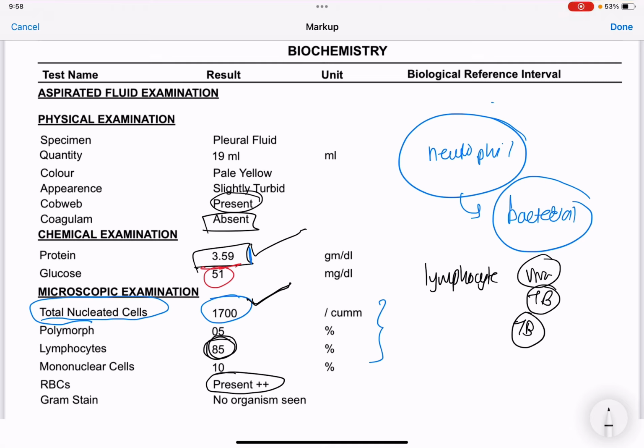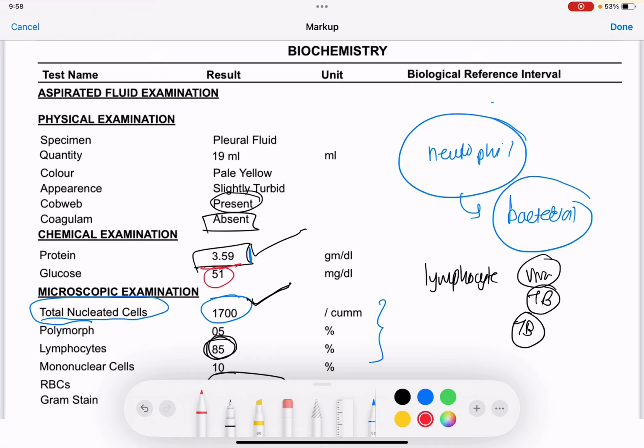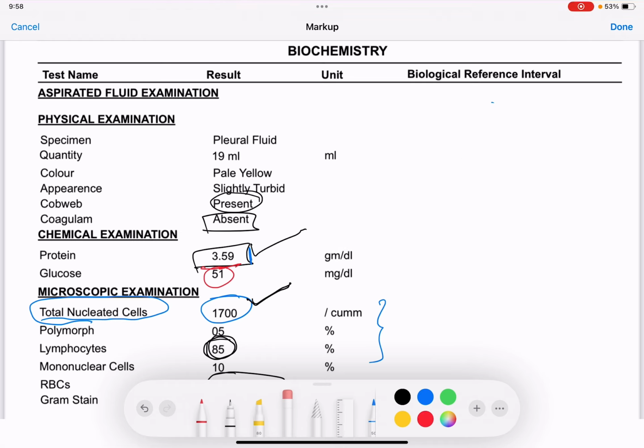The other thing we need to see, the most important test which we should always do in pleural fluid, is ADA, because elevated levels of ADA very highly suggest tuberculosis, whereas a normal ADA level doesn't exclude TB, but goes against the possibility of TB. So presence of positive TB or raised ADA levels definitely suggests tuberculosis.